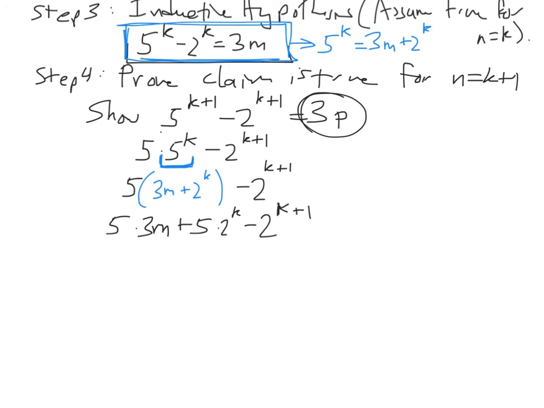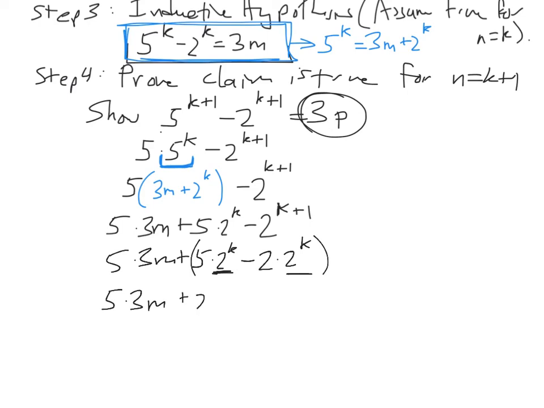And so I'm kind of looking at this saying, I feel good about this term because it already clearly has a factor of 3. I just need to find a way to get a factor of 3 out of this. Can you think of any way that I could factor these two terms? Is there anything that these two guys have in common? Hopefully you're noticing that this 2 to the k plus 1, I could also write as 2 times 2 to the k. And if I wrote it like that, the neat part is these both have a 2 to the k in them. So if I were to factor that out of these two terms, I'd have 5 times 3m plus 2 to the k times 5 minus 2.